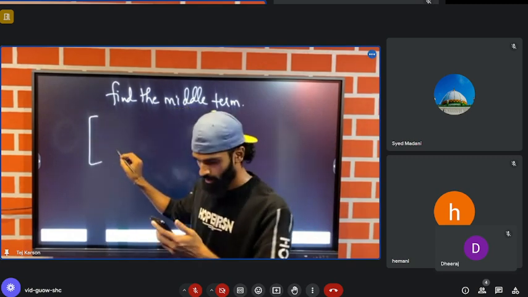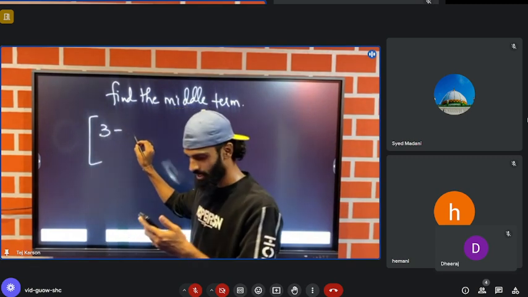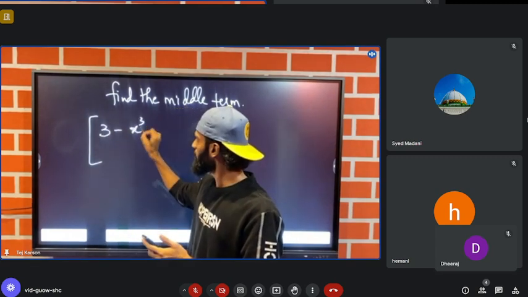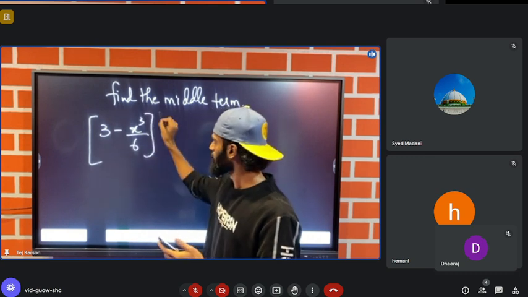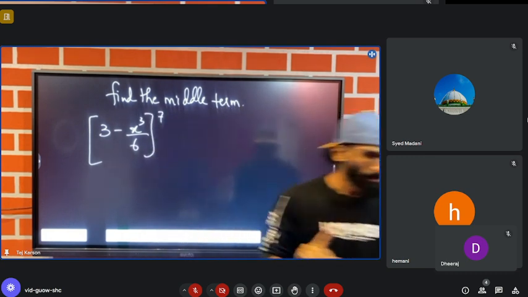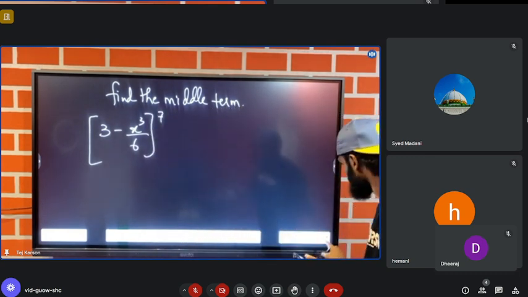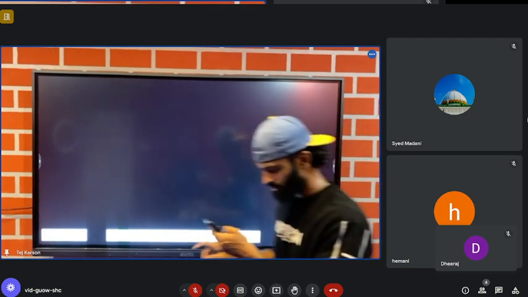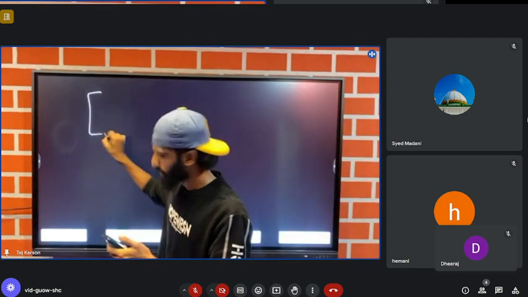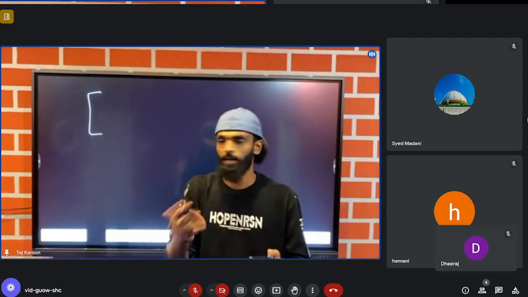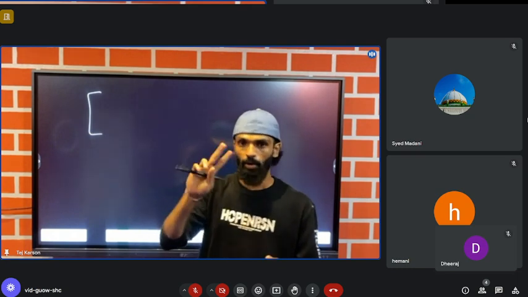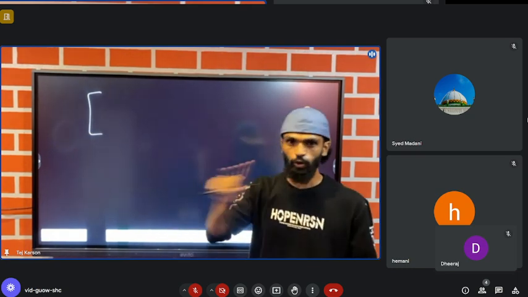We will continue. First question goes like this: (3 minus x^3/6) whole to the power 7. Now, this is the first question, and the second question also. Both of them are very important. Again, important in the sense, you know, for the exam. I'm not trying to tell you both will come. Out of these two, one will come.